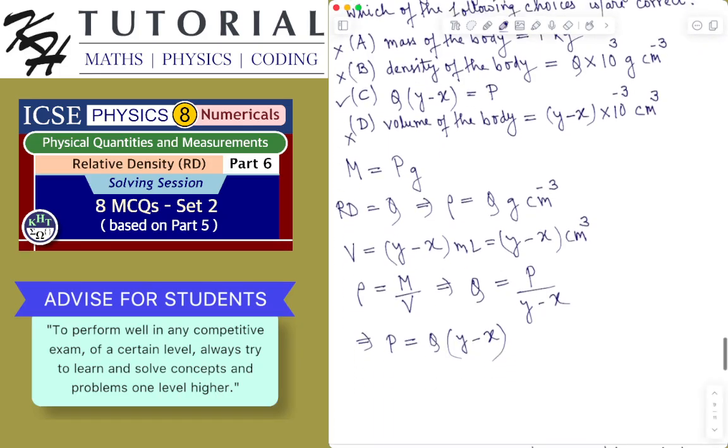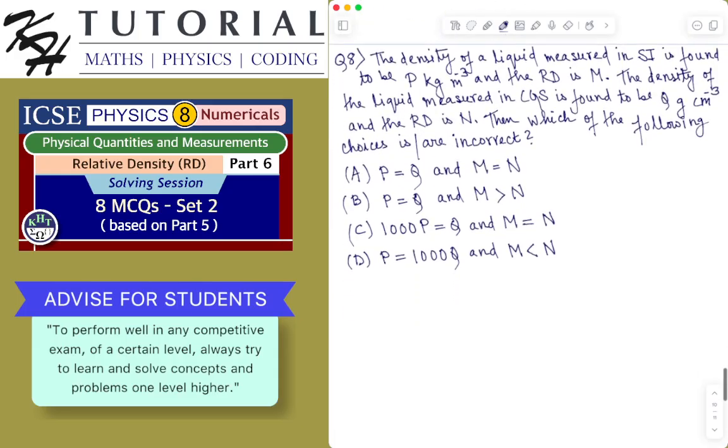Okay, let's see the next problem. The density of a liquid measured in SI is found to be P kilogram per meter cube, and the relative density is capital M. The density of the liquid measured in CGS is found to be Q gram per centimeter cube, and the relative density is capital N. Then which of the following choices are incorrect? We have to now select the incorrect choices.